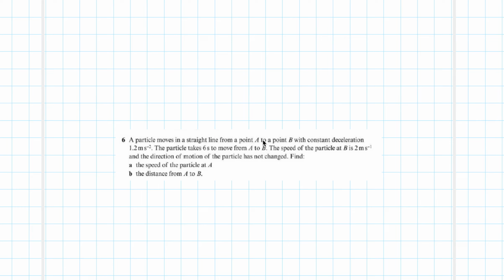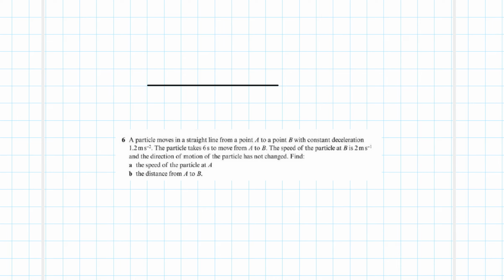So the first question we have is: a particle moves in a straight line from a point A to a point B with a constant deceleration 1.2 meters per second squared. The particle takes 6 seconds to move from A to B. The speed of the particle at B is 2 meters per second and the direction of motion of the particle has not changed. Find the speed of the particle at A.